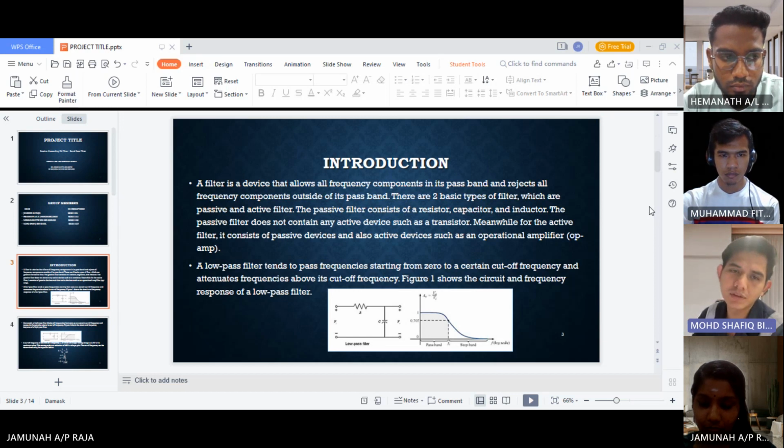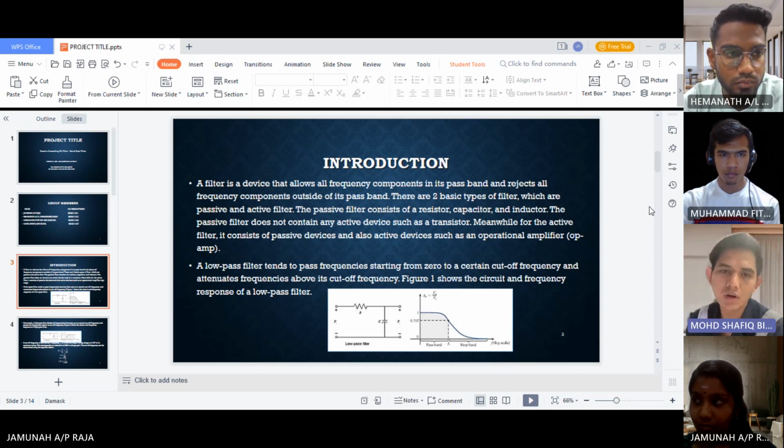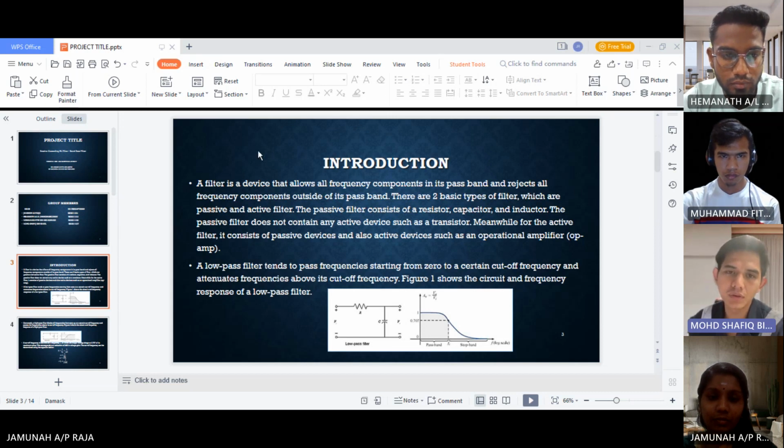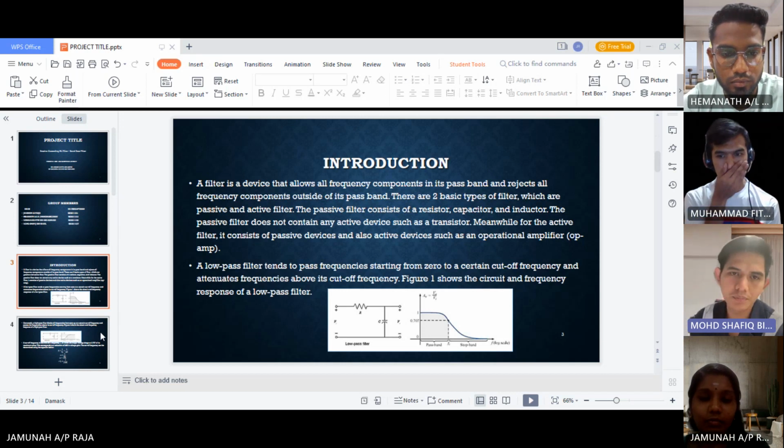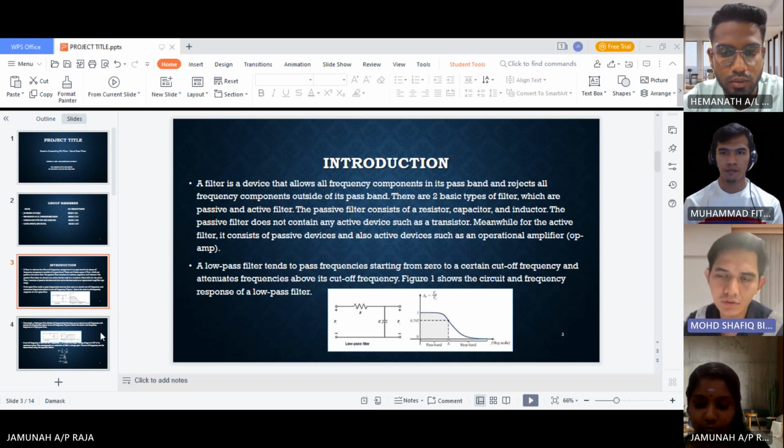So the filter is a device that allows certain frequency components to pass through and rejects the frequencies that do not meet the requirement. There are two basic types of filter, which are passive and active filters. So what are passive and active filters?